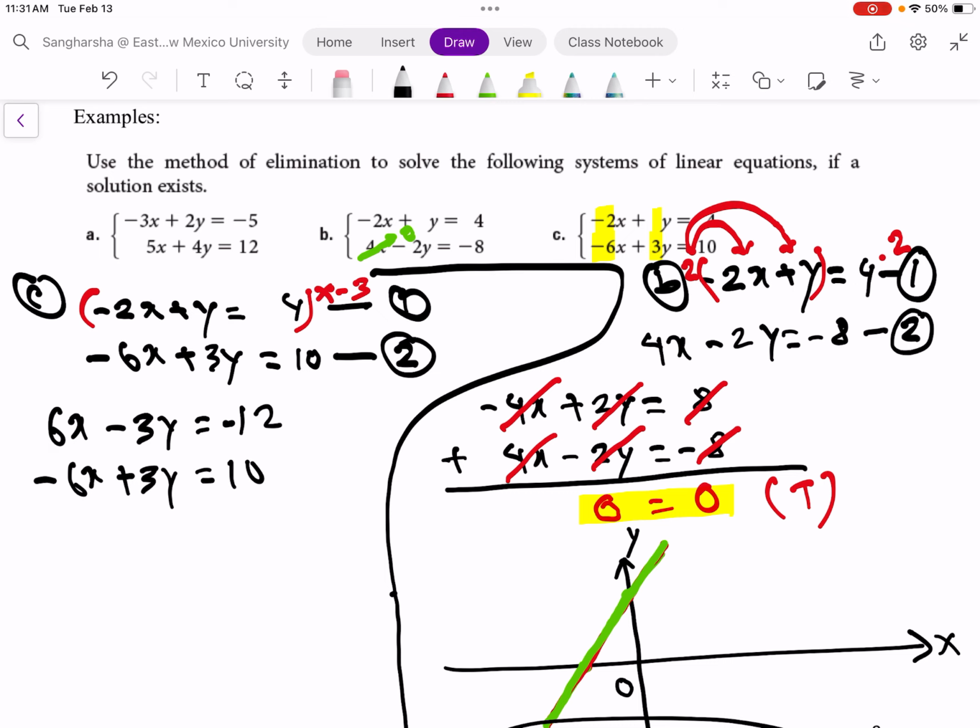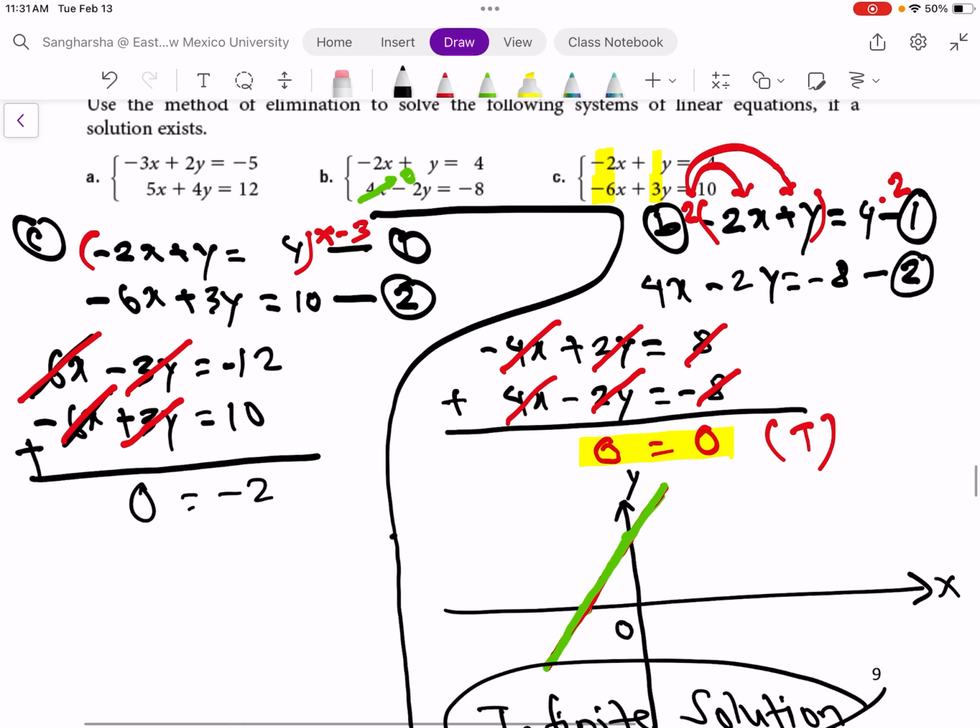So we add these two equations. 6x minus 6x, that is 0, cancel. Negative 3y plus 3y, that is 0. So we have 0 on the left side. And negative 12 plus 10, that is negative 2. And we have 0 equals negative 2. Is it true? It's false. Now, if we graph this, we're going to get the parallel lines. It means it does not have any solution. So no solution.